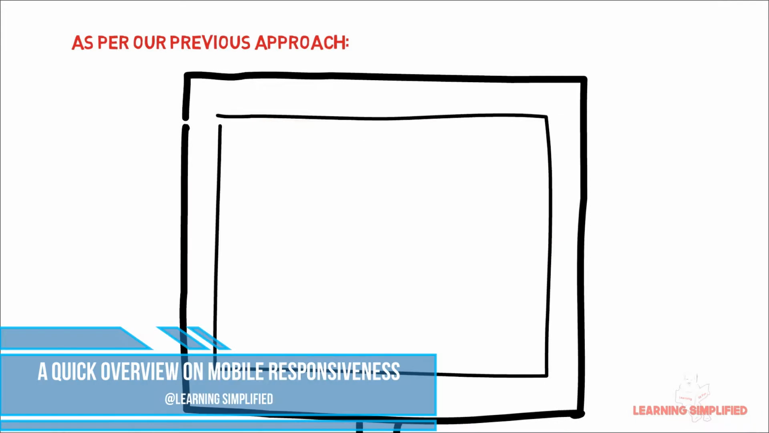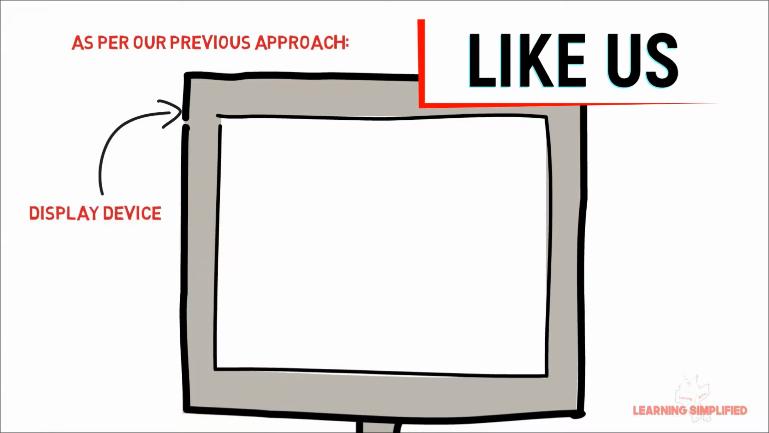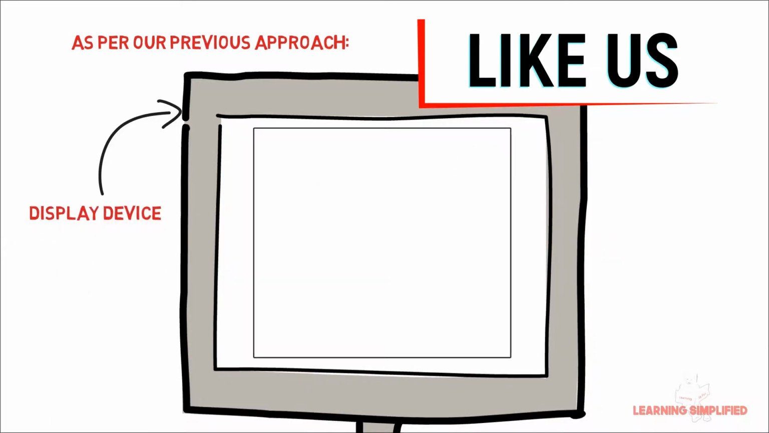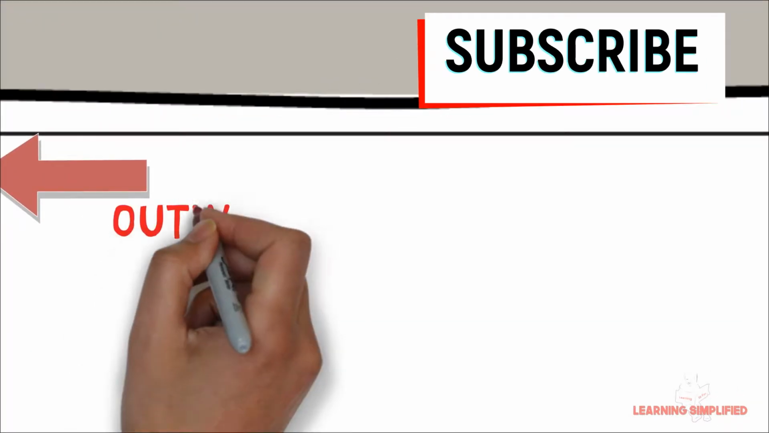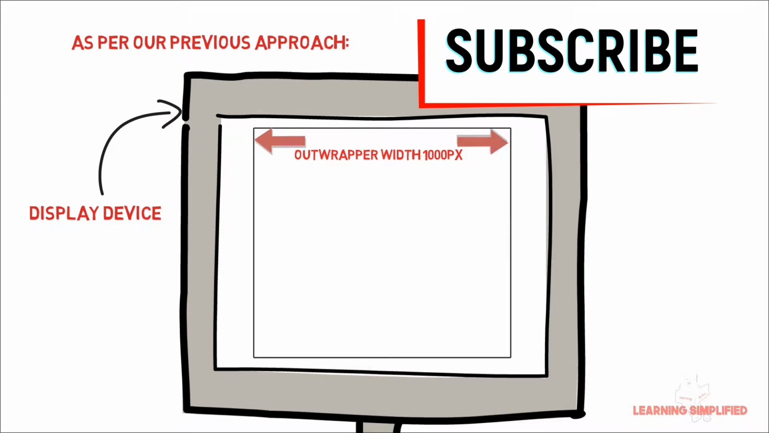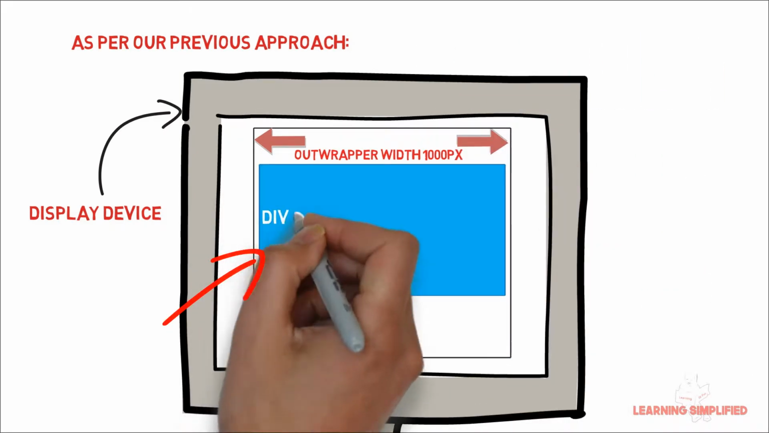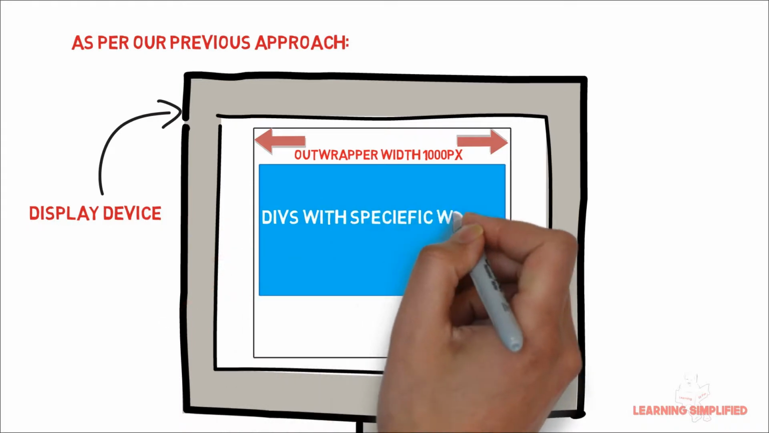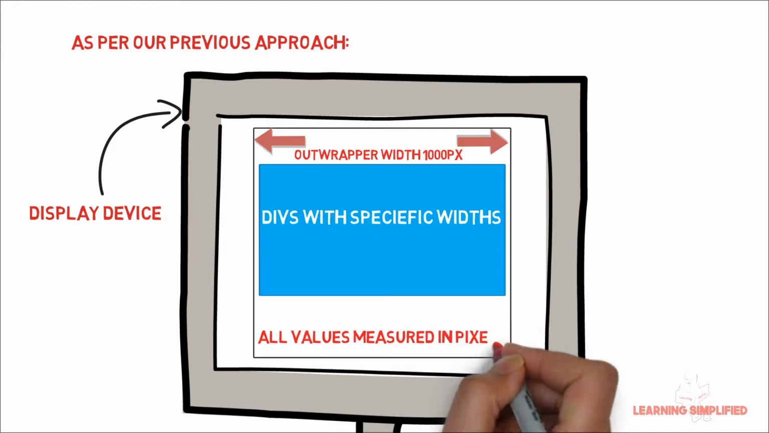As per our previous approach, things that so far we have been taught with, we can see that we have a display device where we have taken an outwrapper at a width of 1000 pixels, and then we have placed our contents inside. All the contents that were needed are placed inside this outwrapper or this mother wrapper, and all values are measured in pixels.